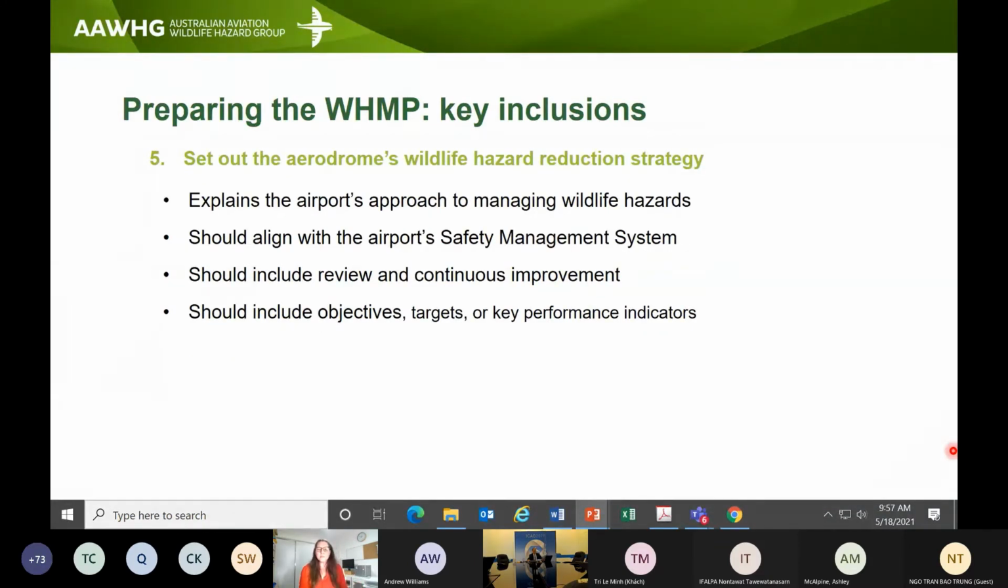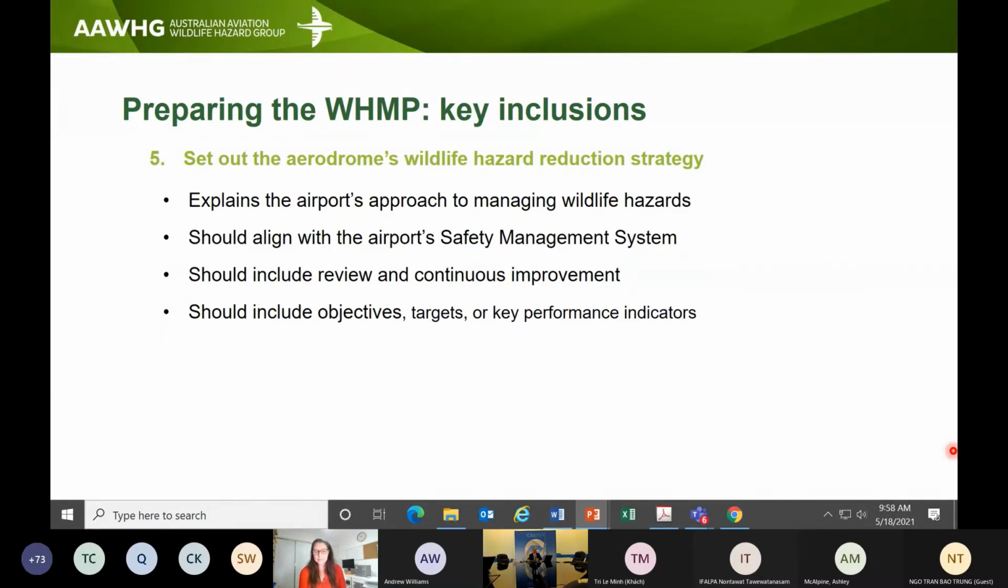So the wildlife hazard management plans prepared by the airport also need to set out the airport's approach or their strategy to wildlife hazard reduction or wildlife hazard management, and that strategy should explain how the airport is approaching wildlife hazard management. It should, in theory, align with the airport safety management system, and it should also include a review and continuous improvement process that Andrew already referred to earlier on. But it also can take the form of objectives, targets, or key performance indicators.